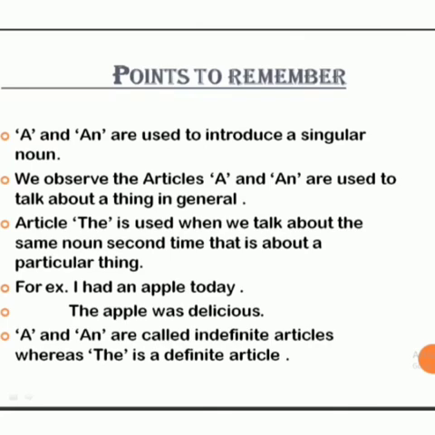In the first sentence, we have talked about an apple, and about that same apple, I have talked in the second sentence. So, the next time I have used the apple. Next, a and an are called indefinite articles, whereas the is a definite article. So students, let's move to other points.